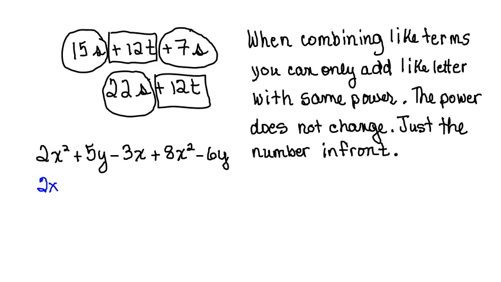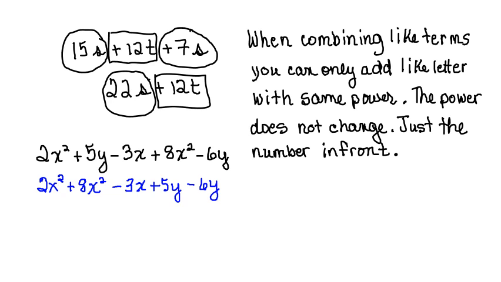So I've got a 2x squared here. Always look for the highest power hanging around and put all those together. And we have an x squared over here. Let's see, minus a 3x. Okay, so going down the powers, then I have a positive 5y. And then we have a negative 6y.